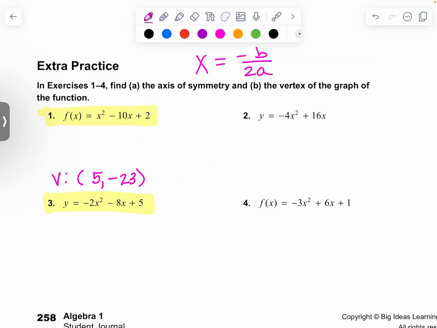I'm getting some people with 5, -23 as an answer. Yeah. They are correct. I'm lost. That's what I got. Oh wait, no, because the 2 negatives. What 2 negatives? Because this is a negative. What is the formula?